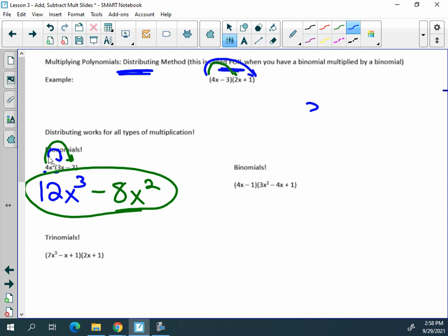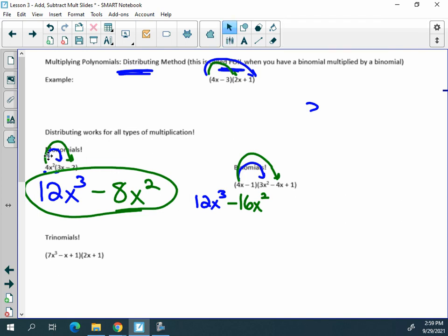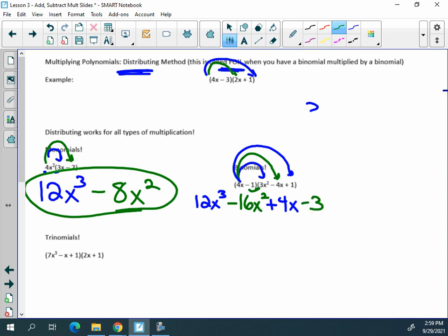Next problem, 4x times 3x squared is 12x cubed. 4x times -4x is -16x squared. 4x times 1 is 4x. -1 times 3x squared is -3x squared. -1 times -4x is positive 4x. And -1 times 1 is -1.